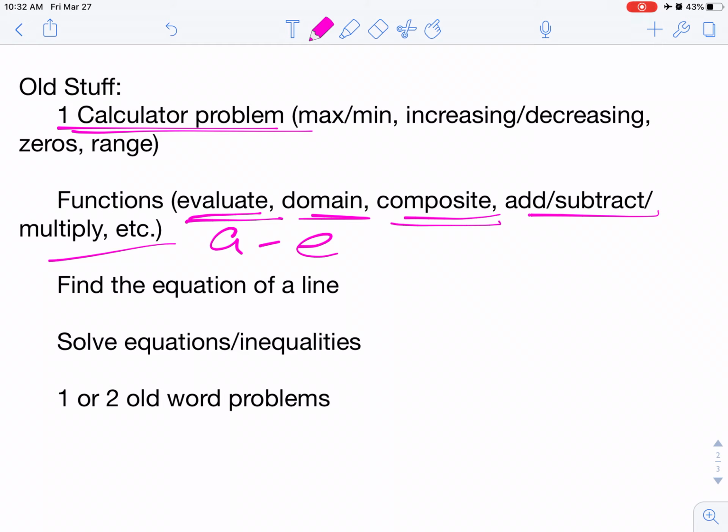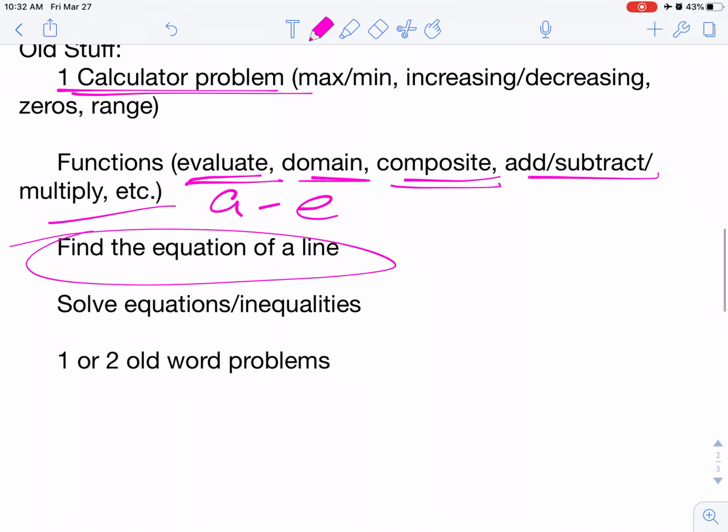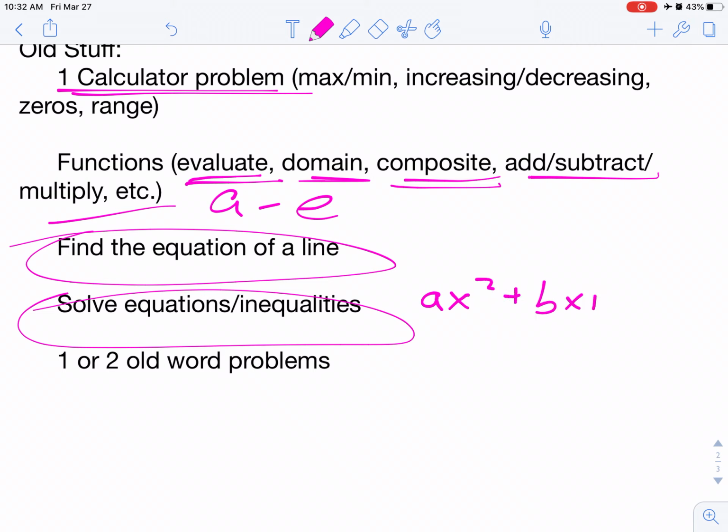So if you haven't gotten the function stuff figured out, I would make sure to do that before the final. I always put this on there, find the equation of a line. There'll be some random solving equations or inequalities. I can't guarantee you which ones, but I pretty much always put a quadratic on there where you have to do the quadratic formula, and then whatever other random ones I choose. We've done so many. And then maybe an old word problem or two.